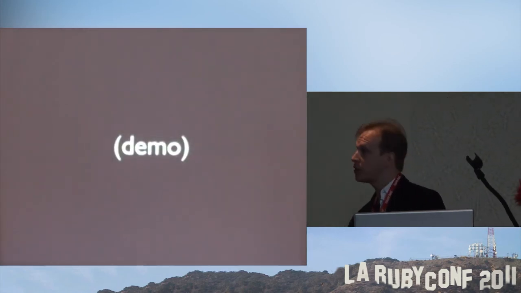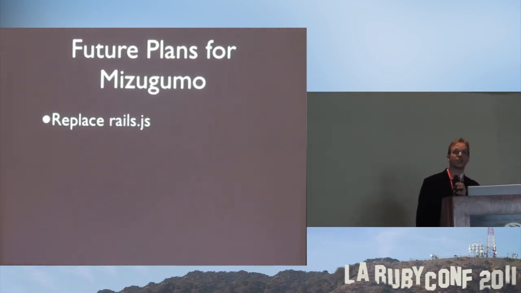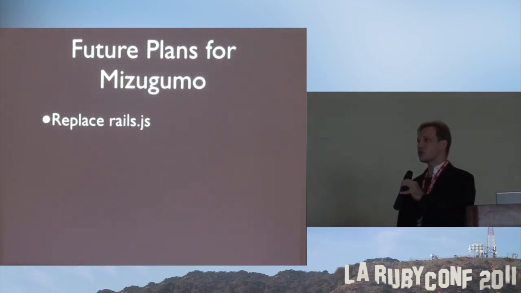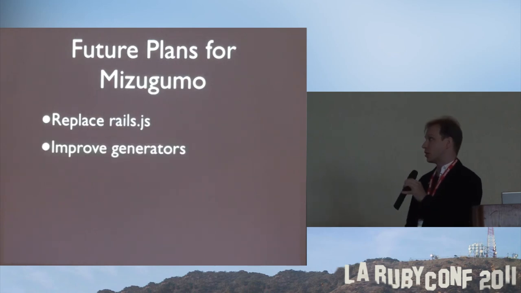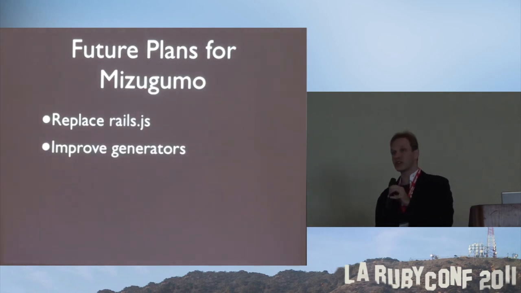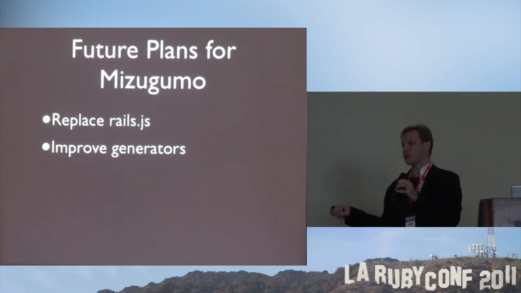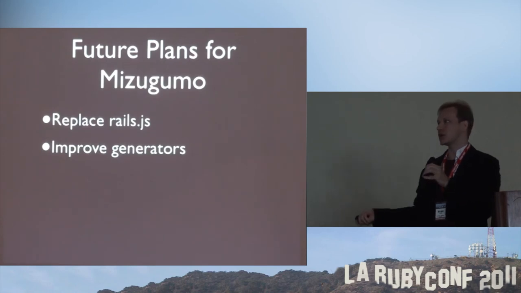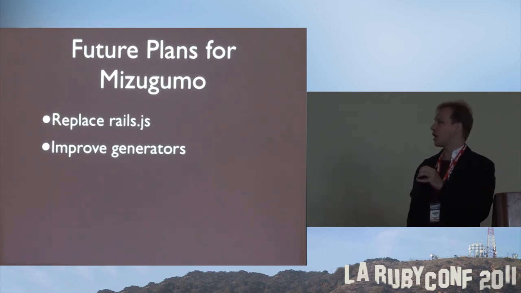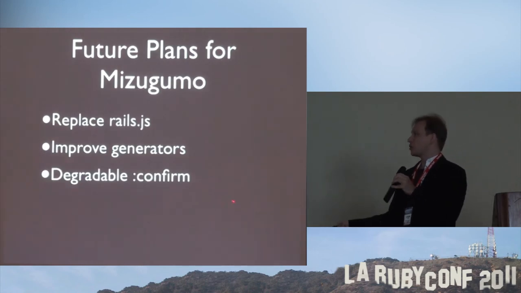Okay, so we have a few future plans for MizuGumo. The first is to replace Rails.js completely. We'd like, when you install MizuGumo, to get a completely NinjaScript version of all of the default Rails behaviors, so you only have one JavaScript engine to depend on. We want to improve the generators a little bit. At the moment, they don't produce any tests or specs, so it uses the Rails default ones, which will test your non-Ajax behaviors, but we'd like to put some generators in that will test both the Ajax and the non-Ajax behaviors.